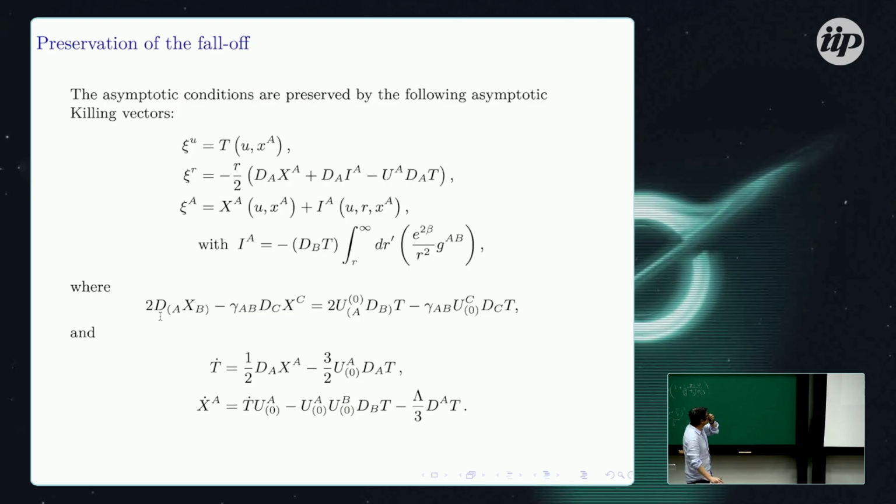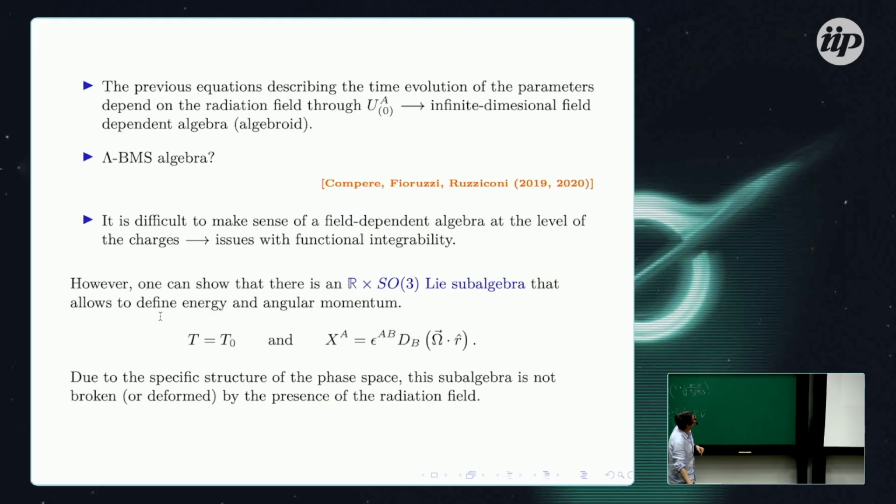This is more technical, but one has to preserve the asymptotic conditions. These are the Killing vectors. They take a very similar form as in the case of the asymptotically flat spacetime, but the parameters must obey this equation. This comes from the preservation, and they also have some time evolution equations. But what is different compared with the asymptotically flat case is that now these equations contain information of the wave. This is very weird, for many reasons.